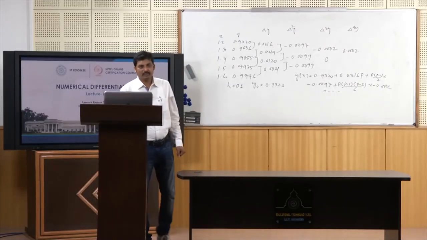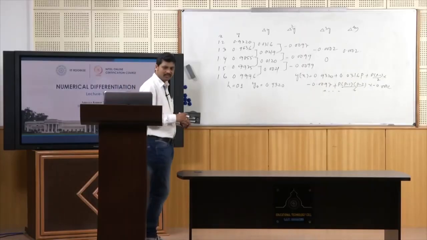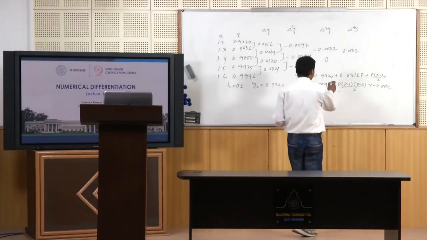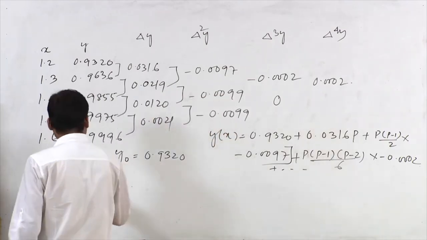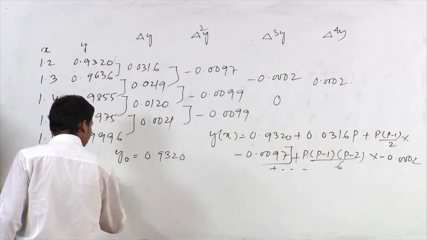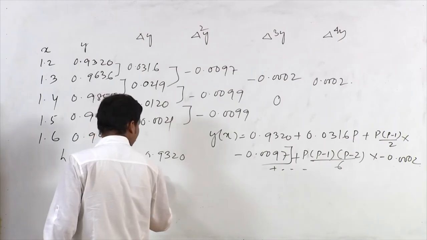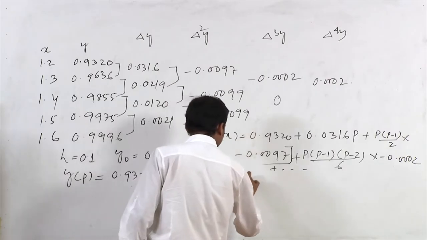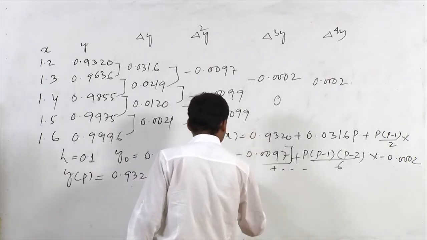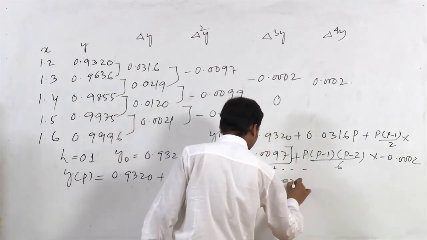Since the question asks us to take the terms up to second differences, we can consider these terms up to this one only, and then we can write y of p up to second differences as 0.9320 plus 0.0316 p plus p square minus p by 2, since this sign comes as minus here, into 0.0097.